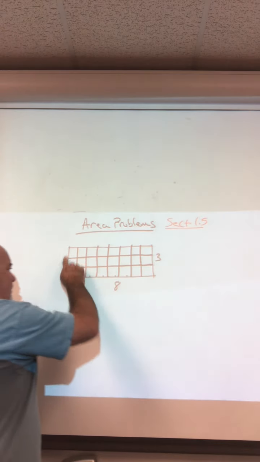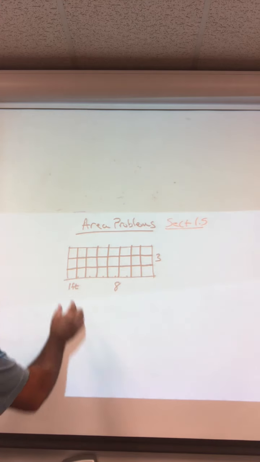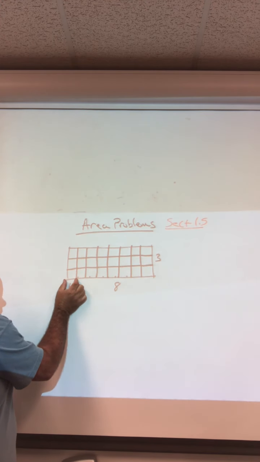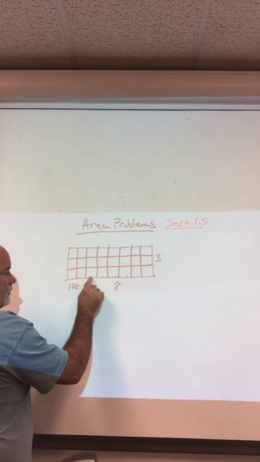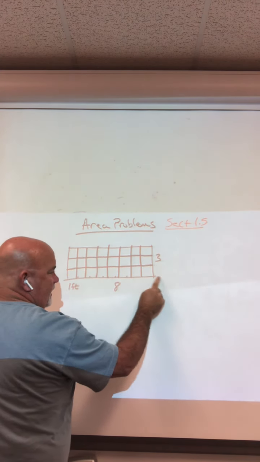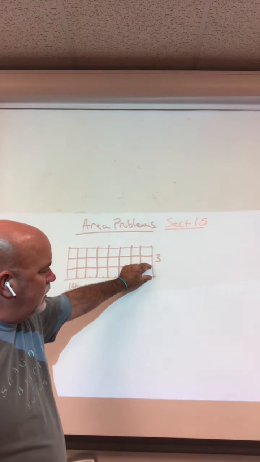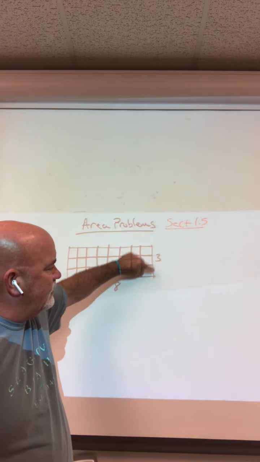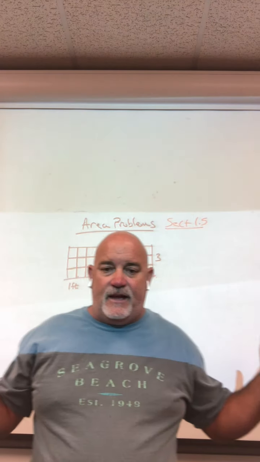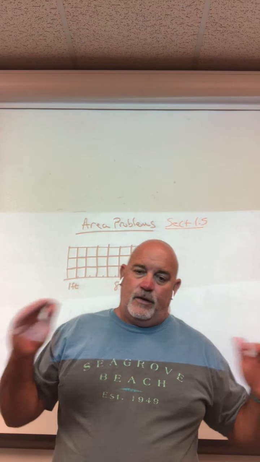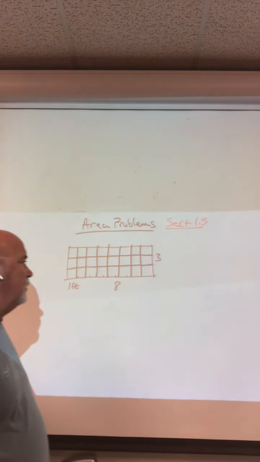So let's suppose I had a rectangle that looked like this, and let's suppose each one of these squares, each one of these distances right here, was a foot. So this is 1 foot, this is 1 foot, this is 1 foot. So you got 1, 2, 3, 4, 5, 6, 7, 8. So that distance right there is 8 feet long. This is 1, this is 2, this is 3. So the distance from here to here is 3 feet tall. So you've got a rectangle that's 8 feet long and 3 feet high.